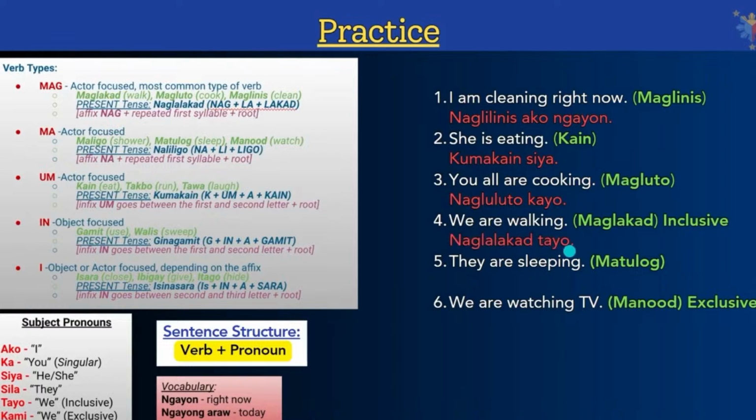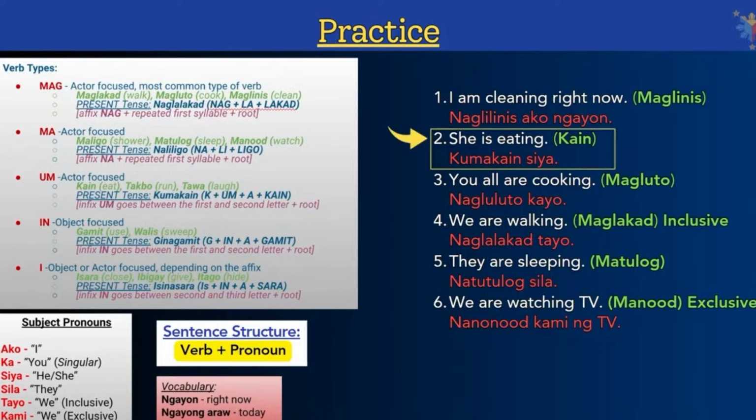Number 4, we are walking. Naglalakad tayo. So remember, inclusive means everyone is doing the action. Tayo is the inclusive form of we. Number 5, they are sleeping. Natutulog sila. And lastly, we are watching TV. Exclusive. Nanonood kami ng TV. So not everyone is doing it. It's just me and someone else. So the TV just goes at the end. Ng means some or a thing. We are watching some TV.